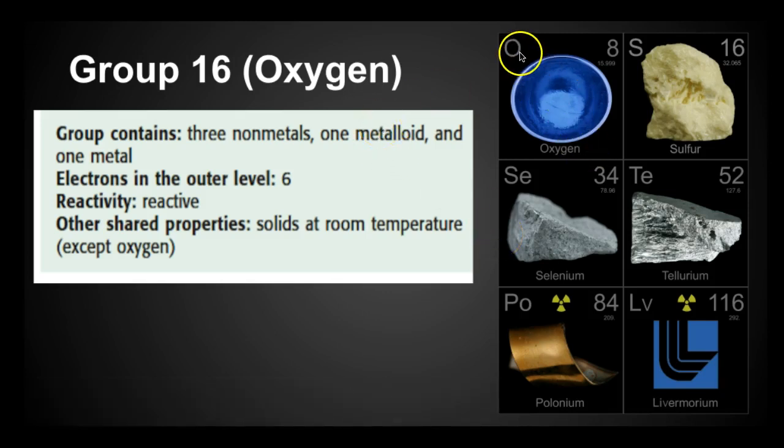So the oxygen group obviously includes oxygen, which is usually a gas at room temperature, but it can also be turned into a liquid. It has sulfur, selenium, tellurium, polonium, and livermorium. So it has 3 nonmetals, 1 metalloid, and 1 metal. In the outer electron shell, there's 6. They're usually very reactive. That's why there's H2O. Oxygen loves to bond to other things, and usually it can bond to hydrogen to create water. And usually they're solid except for oxygen.